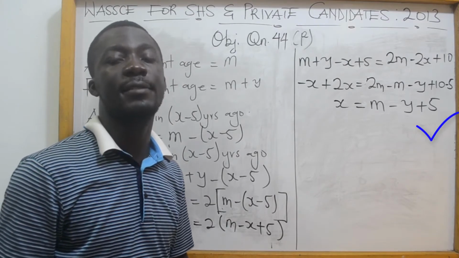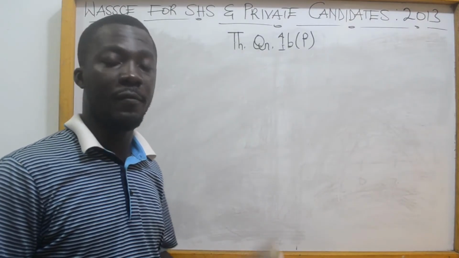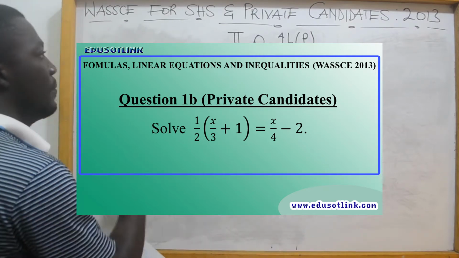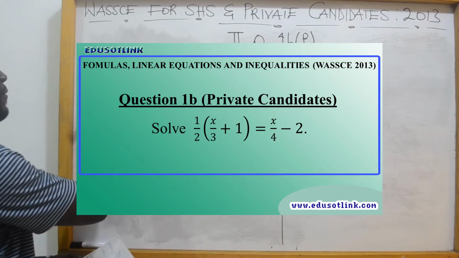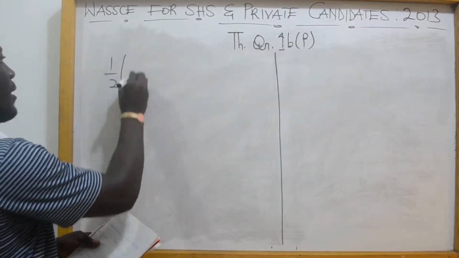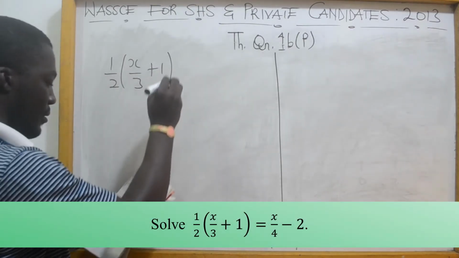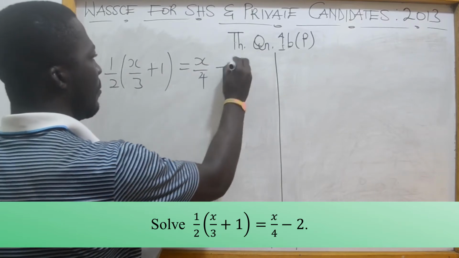Theory question 1b for private candidates. Solve. You do a division. Half of bracket x over 3 plus 1 is equal to x over 4 minus 2.